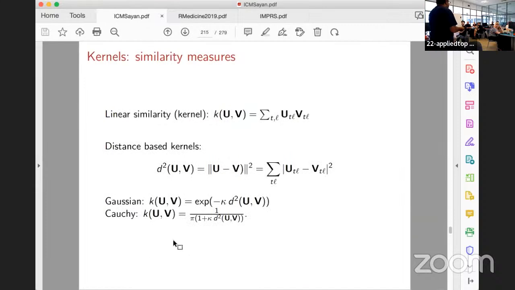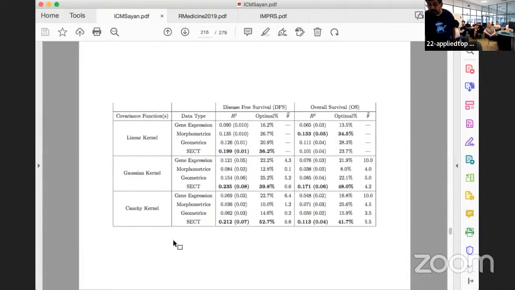Now the question is, what is my covariance structure? What should this covariance kernel be? So we'll do one that's really simple. It's just a correlation. How correlated are two curves? That's a linear one. Then you can look at distance-based ones. One could be something that looks like a Gaussian. Another could be something with a heavier tail. And you run all of these.